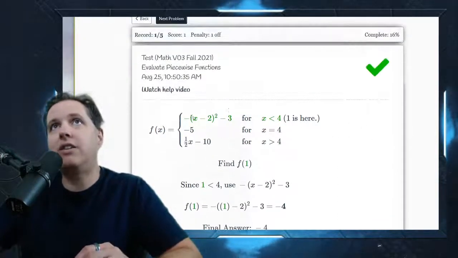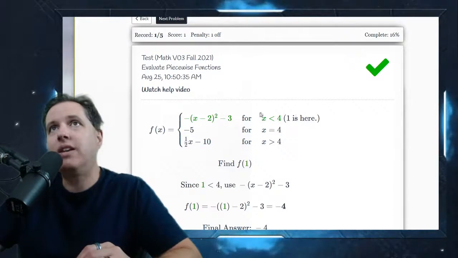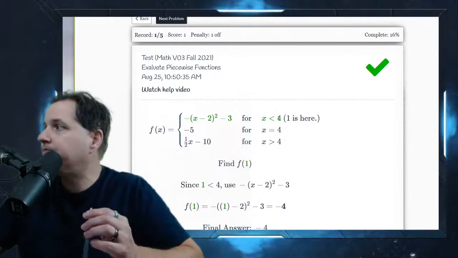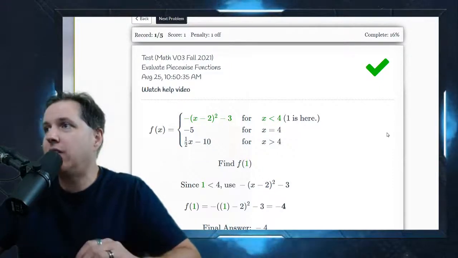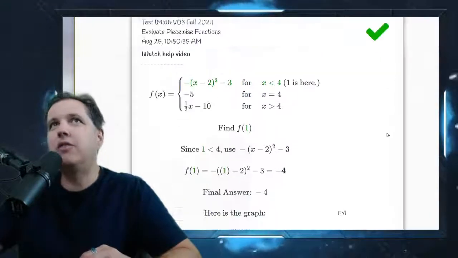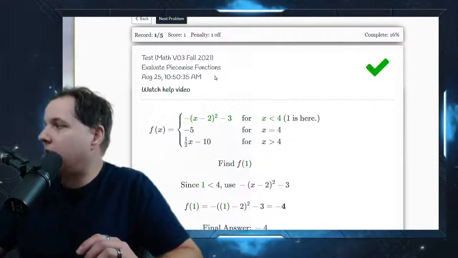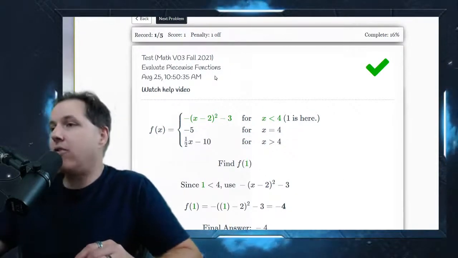See how they have the top one highlighted? Because 1 is less than 4 for our x value. So don't overthink the piecewise functions. I think people let the piecewise functions kind of psych them out, and they get a little bit scared of it. It's not bad at all. And with that, I am out of time.